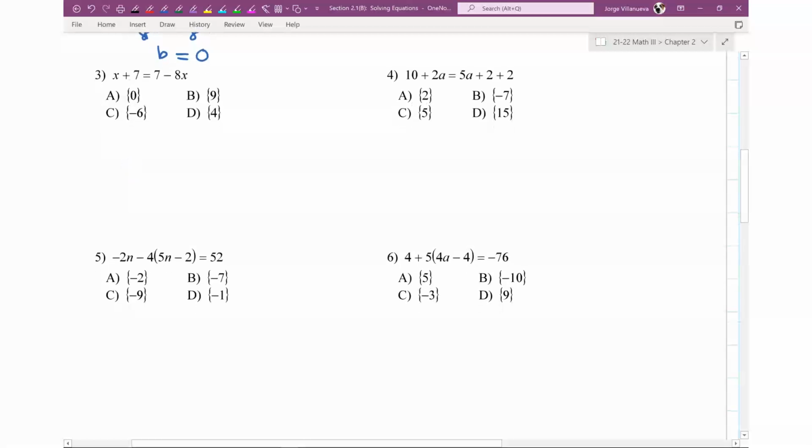Question 3 says x plus 7 equals 7 minus 8x. I'm going to rewrite it because I'm going to have to move some stuff around. So let me just rewrite this problem: x plus 7 equals 7 minus 8x.